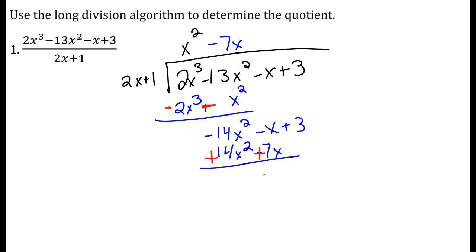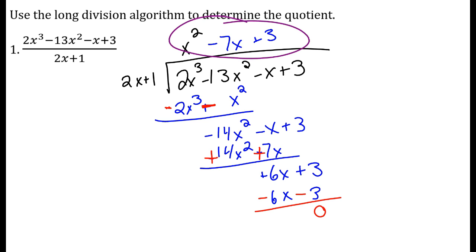And we get 0, plus 6x minus x plus 7x is plus 6x plus 3. Restart the algorithm. What times 2x gives me 6x plus 3? 3 times 2x is 6x. 3 times 1 is 3. We subtract and get a remainder of 0. So the quotient is x squared minus 7x plus 3. If you did this with the reverse tabular method, you get the same answer and the process would be exactly the same.